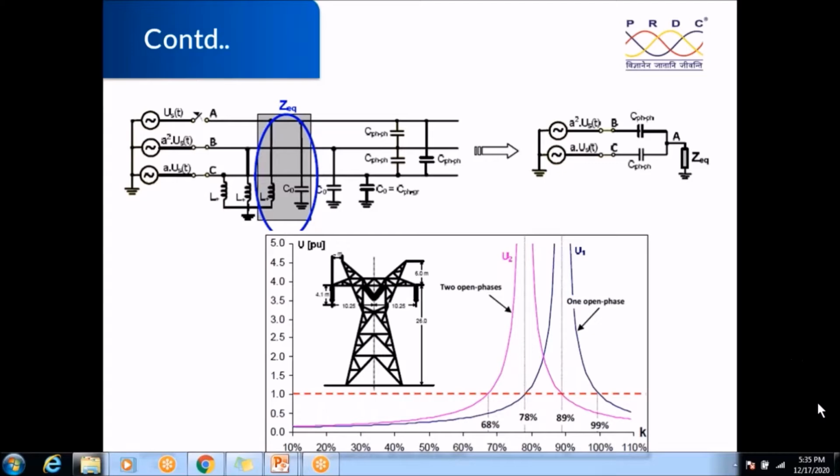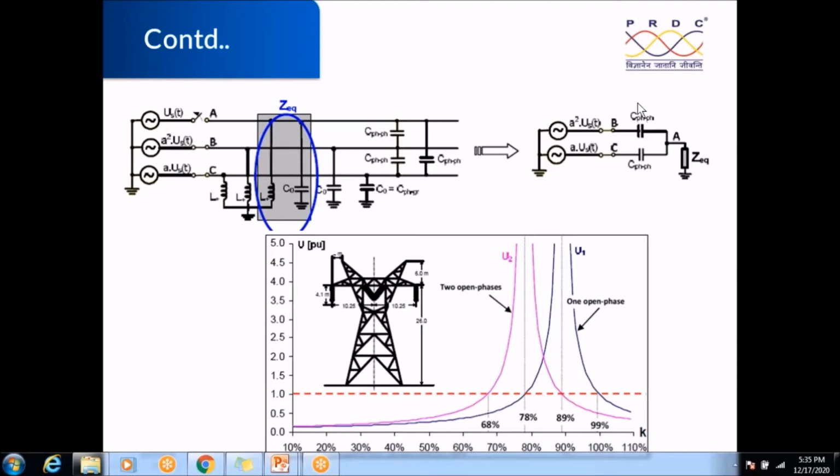You can look at the right side diagram. If you take this source and capacitance, it can again be reduced equivalently to one source, a capacitance and a Z equal. The Z equal is nothing but an inductor and this capacitor. So in case of a single circuit and single phase operation, or maybe two poles opening from both ends, based on the degree of compensation, this will result in series resonance at power frequency.